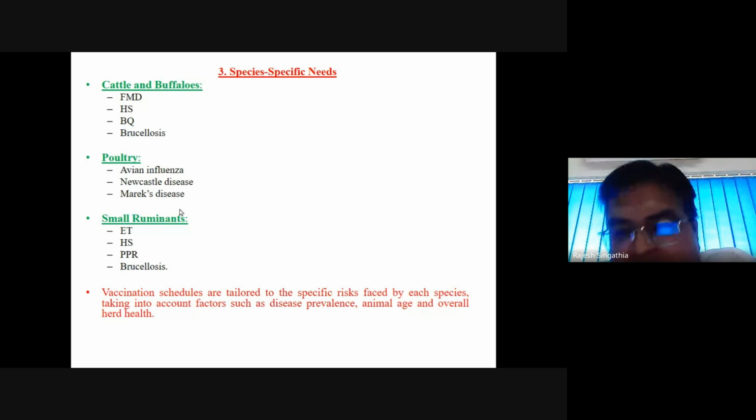And small ruminants like goat and sheep may receive vaccines for diseases like enterotoxemia, hemorrhagic septicemia, PPR, brucellosis. Okay, so vaccination schedules are tailored to the specific risks faced by each species, taking into account factors such as disease prevalence, animal age, and overall herd health. So species-specific needs is again a determinant of vaccine schedule.